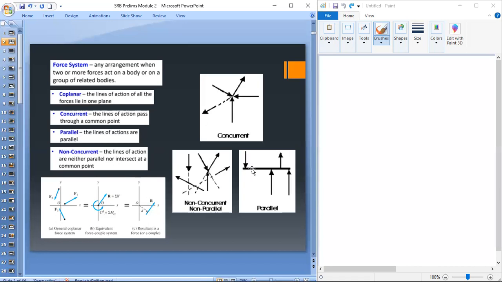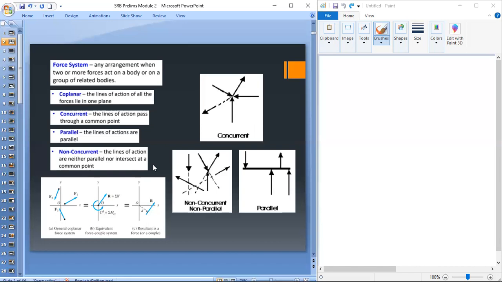So may reaction ka and equal reaction. Sa structures mo sa subject nyo, sa aero, yan yung distribution of load. And then non-concurrent, the lines of action are neither parallel nor intersect at a common point. Medyo sabog-sabog siya, hindi nag-i-intersect sa isang plane or sa isang point. Yung idea niya: planar, forces in one plane; concurrent, lines of action in a common point; parallel, the lines of action are parallel; and then non-concurrent.